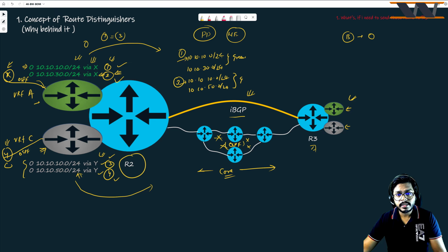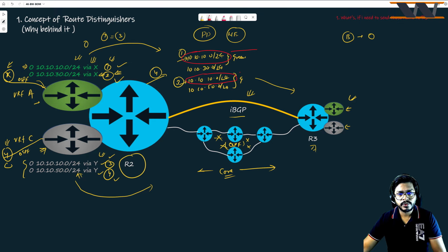And if it does that, then from here you want to send the four routes, but BGP is doing the best path selection and it is going to send only three routes. Which three routes? Of course, out of these two, it is going to send only one. Which one? We do not know, on the basis of best path selection. Maybe it can select the best path from the gray VRF, or it can select the best path from the green VRF. It is as simple as that.